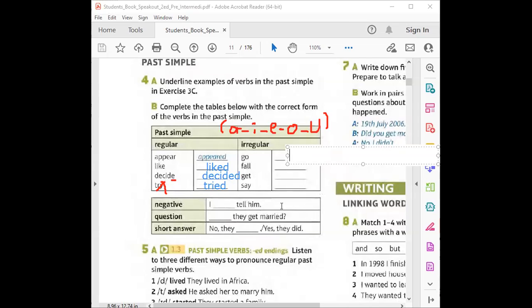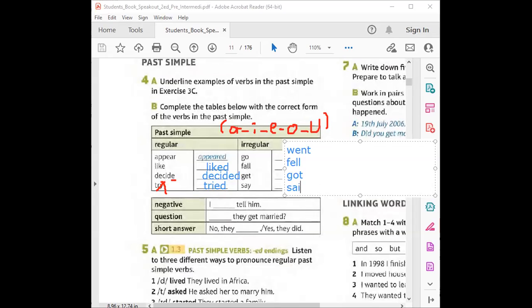Now, what about go? Went. Went. And fall? We say fell. What about get? Got. Got, thank you. And say? Said. Said, thank you. Now it's your turn.